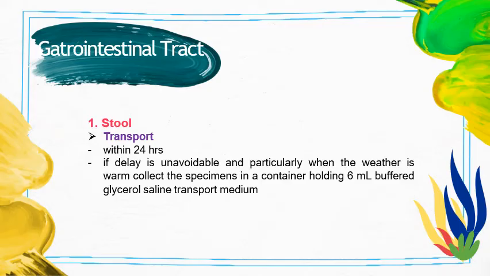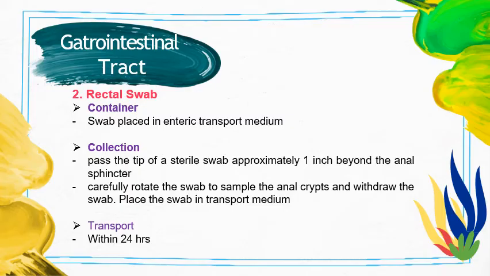Now, if there is a delay and when the weather is warm, collect the specimen in a container holding 6 ml buffered glycerol saline transport medium. For your rectal swab, you are going to use a swab placed in enteric transport medium. For the collection, pass the tip of the sterile swab approximately 1 inch beyond the anal sphincter and carefully rotate the swab to sample the anal crypts. Withdraw the swab and place it in a transport medium. The transport is within 24 hours.